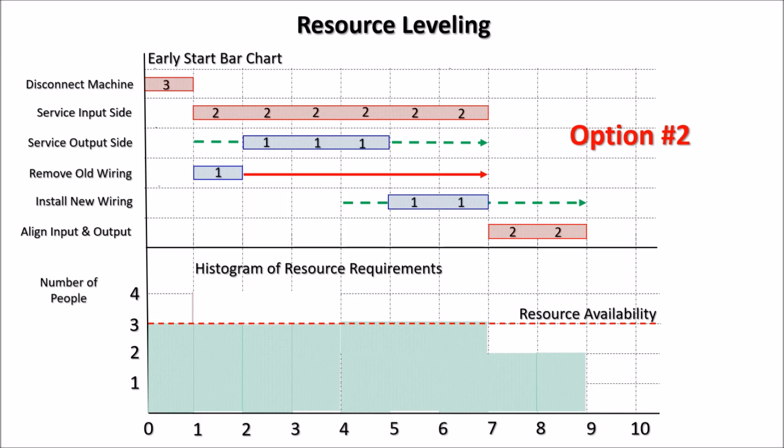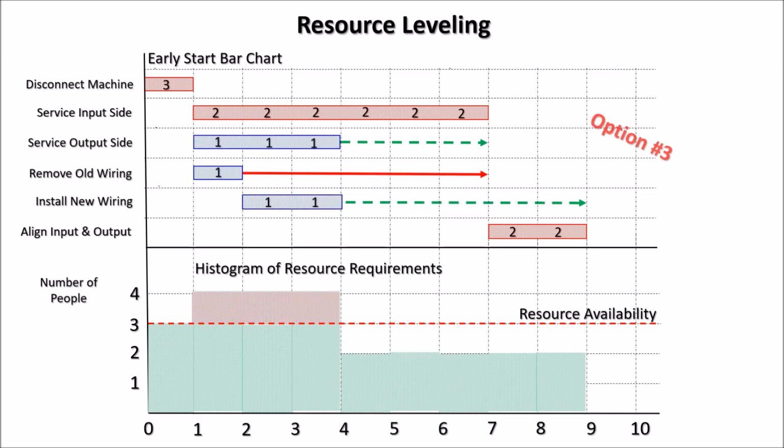Again, we have moved activities within the free float. This time we've moved 2 of them, service the output side and install new wiring. But both of them have moved within their green arrow or free float, so they do not affect anything else. But there is a third option. Let's look at the third option as well.